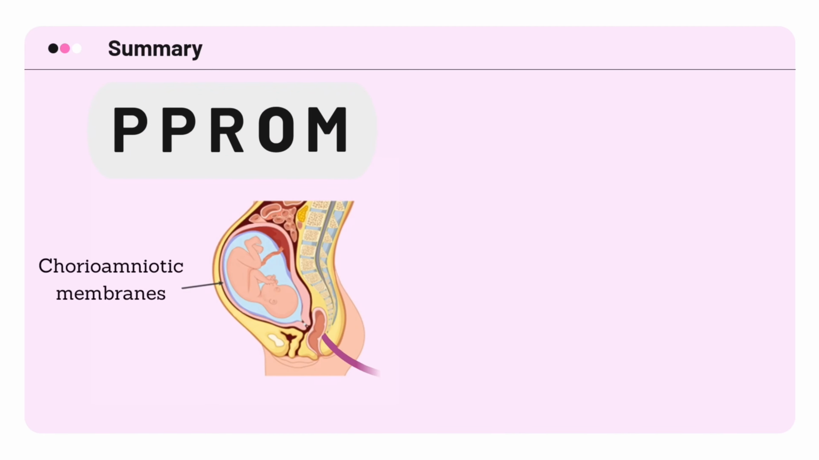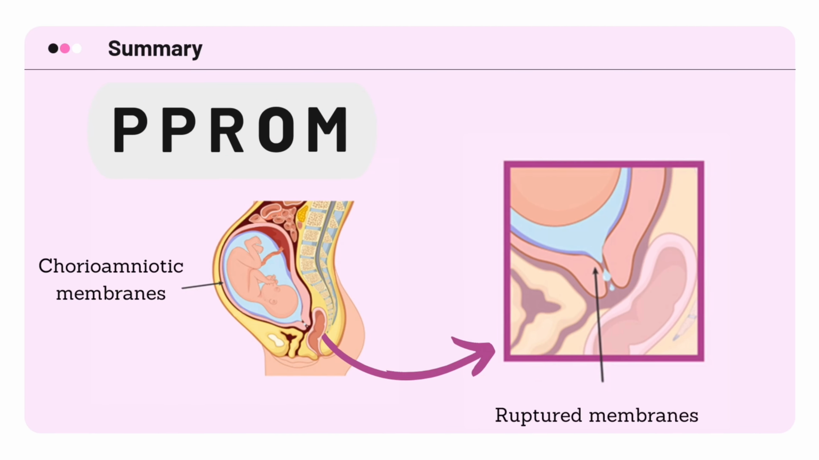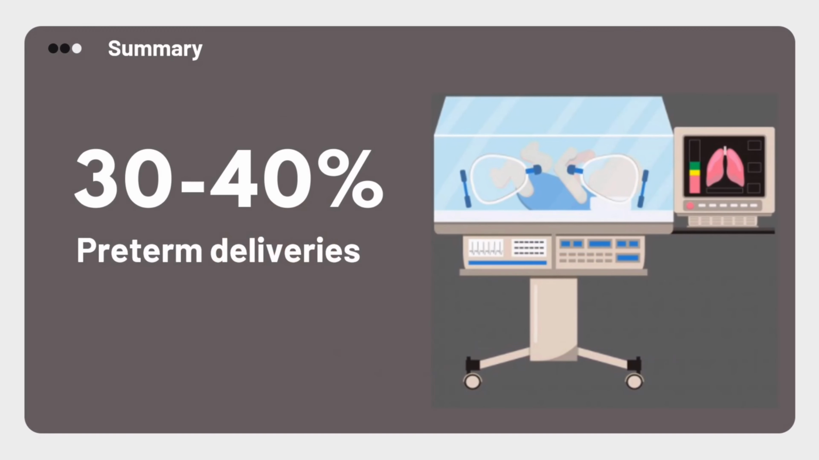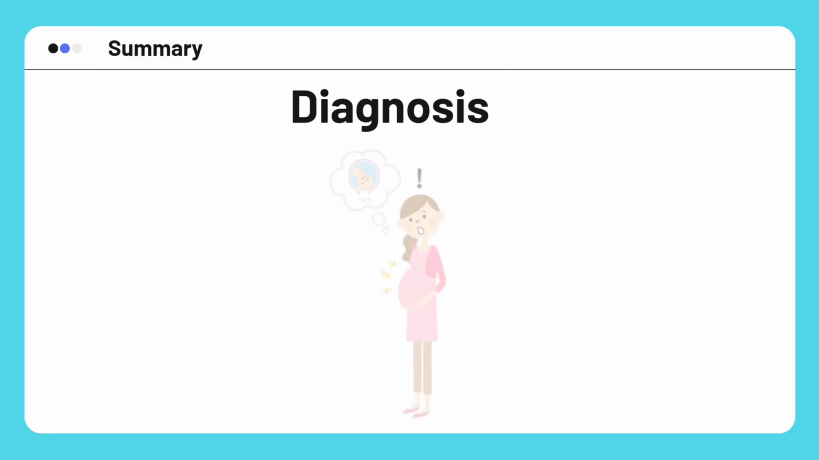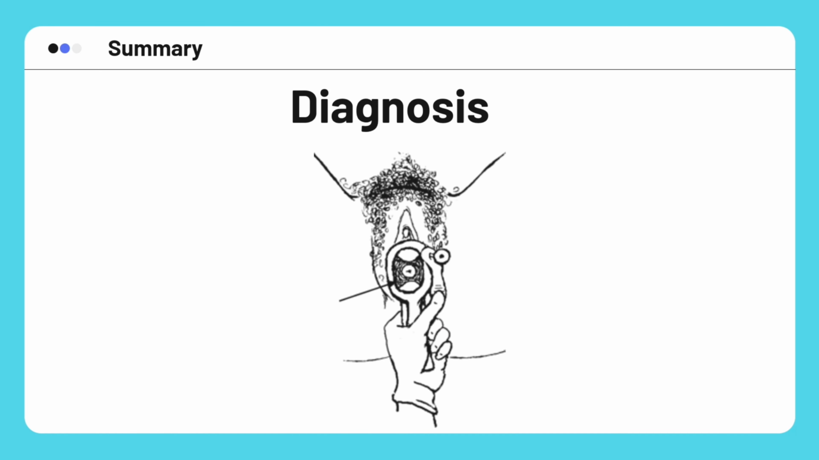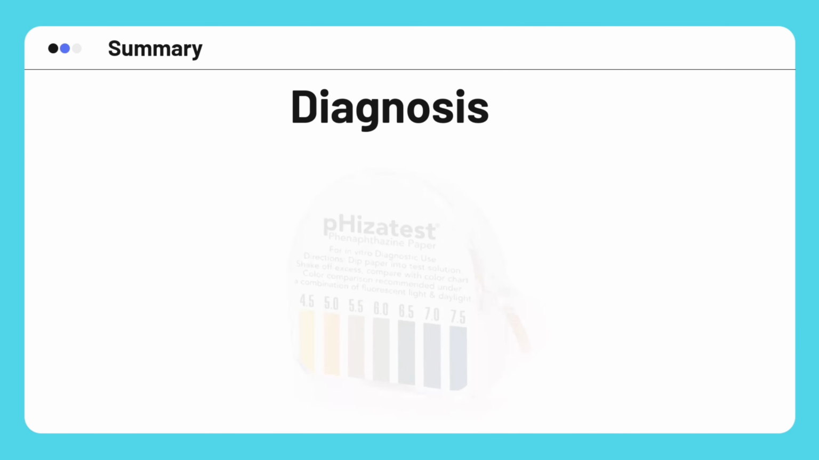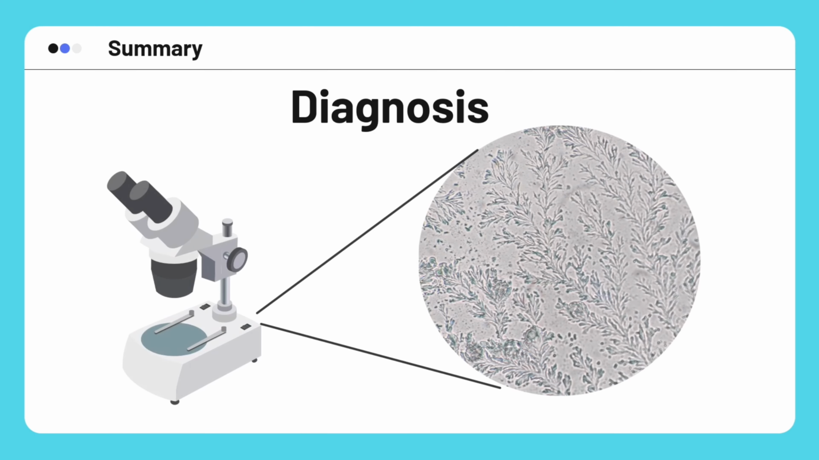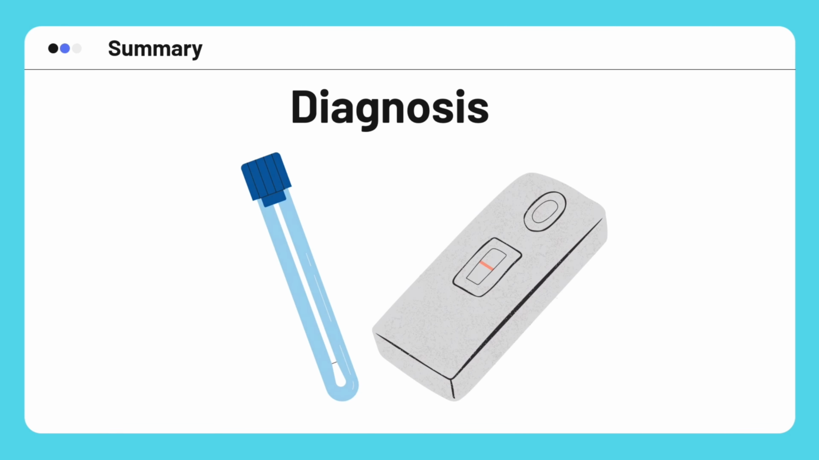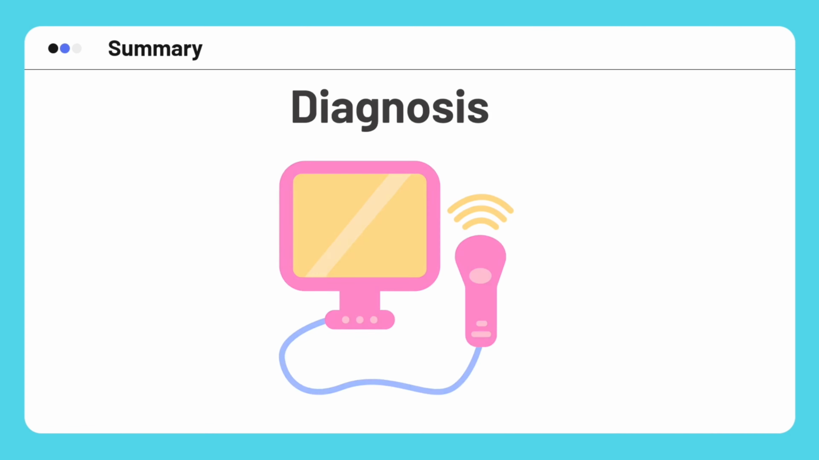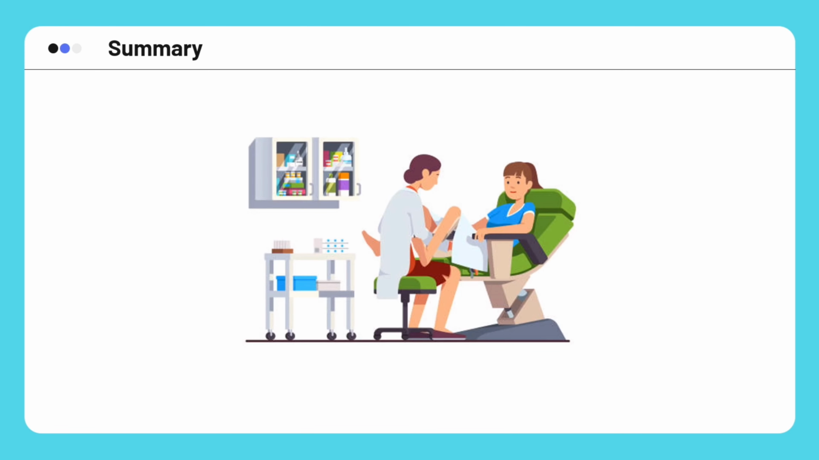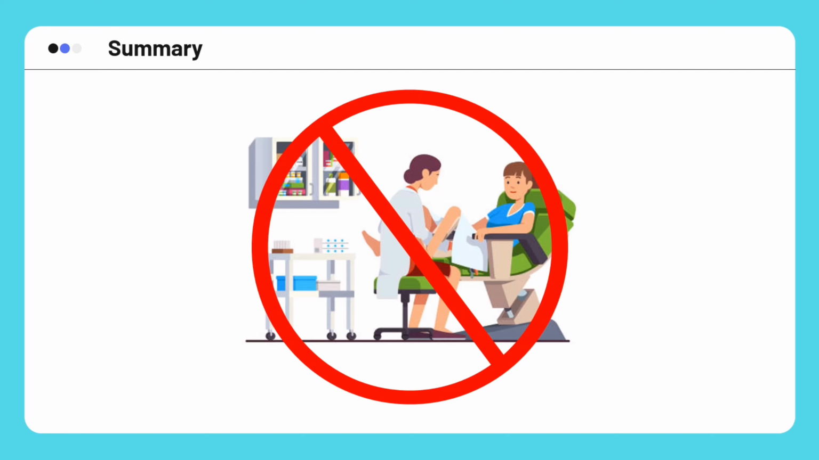To summarize, PPROM is defined as the rupture of fetal membranes before the onset of labor, before 37 weeks age of gestation. It is highly associated with preterm births. Diagnosis is confirmed via good history taking, sterile speculum examination, nitrazine test, Ferning test, fetal fibronectin tests, and ultrasonography. It is important to remember that an internal vaginal examination should be avoided.